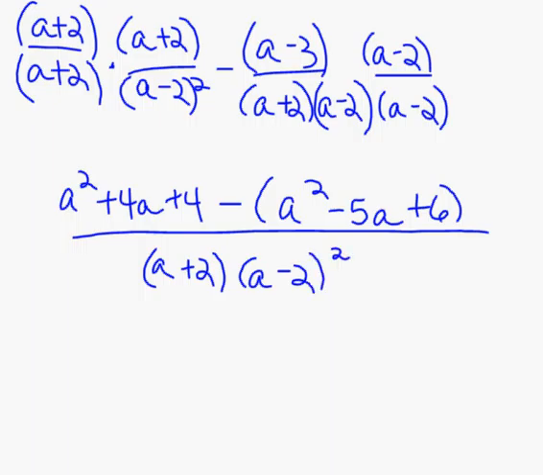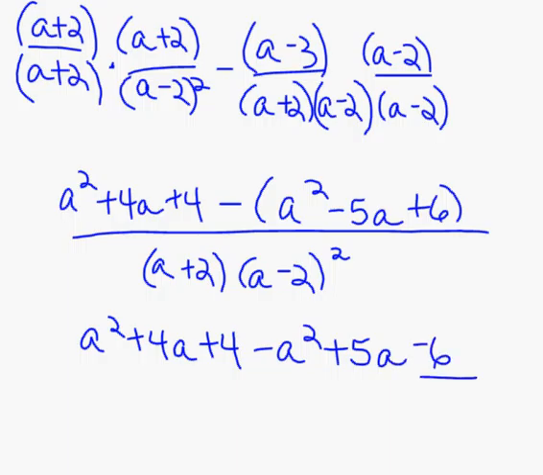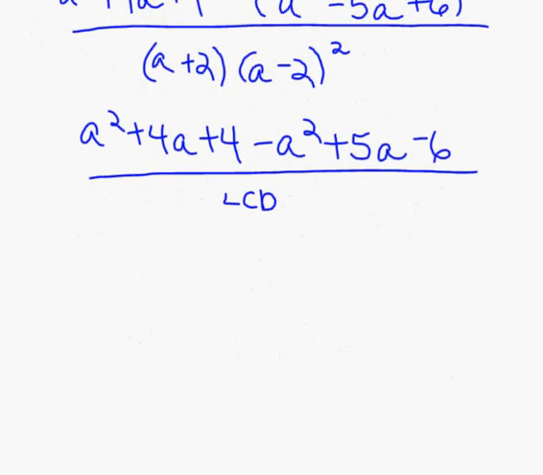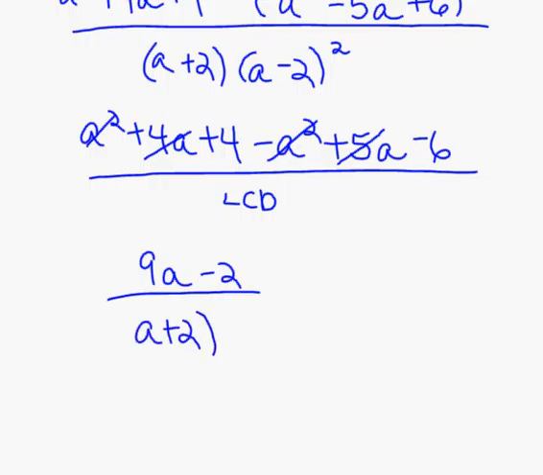So now I'm going to change the signs of the things behind the subtraction sign. And that gives me a squared plus 4a plus 4 minus a squared plus 5a minus 6 all over, let's for a second just say the LCD. Extend the page a little bit. And now I'm going to collect my like terms. The a squareds cancel because one's positive and one's negative. 4a plus 5a is 9a. So I've used those. I always like to cancel out so I don't miss something. 4 minus 6 is minus 2 over, remember that LCD was a plus 2 times a minus 2 squared.